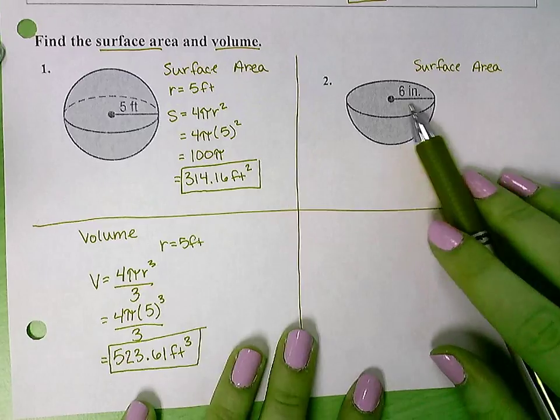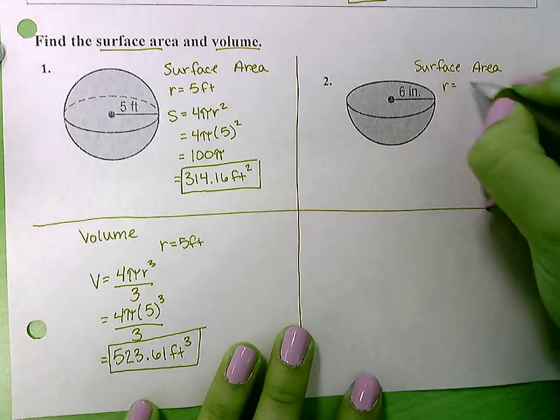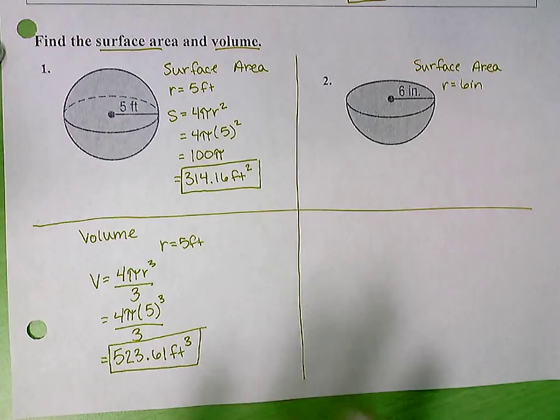Okay, again, I still need the radius. So the radius is 6 inches. Now, this sphere is cut in half. Okay, so the sphere is cut in half. Now, when you're looking at surface area, that's the area around the entire thing, right? So the area that goes all the way around it.